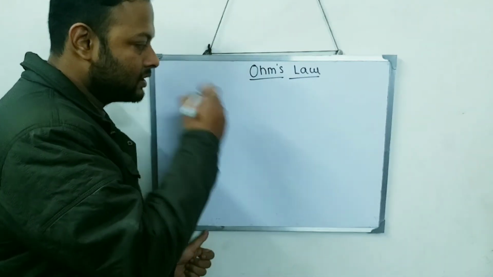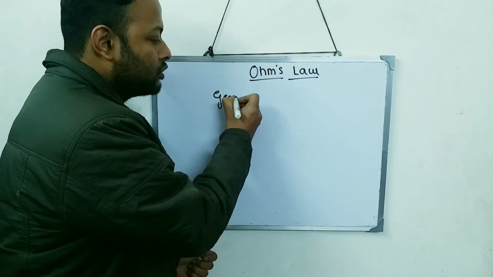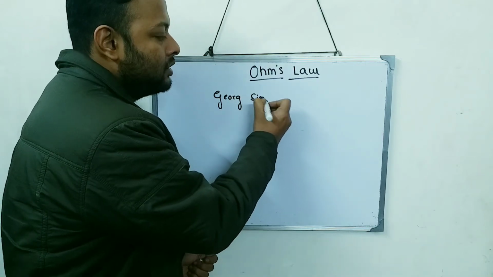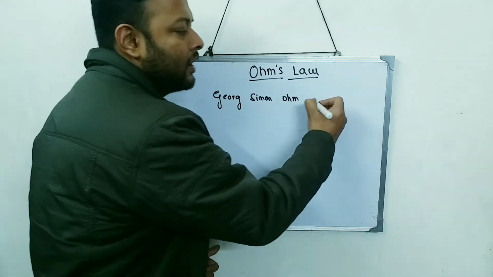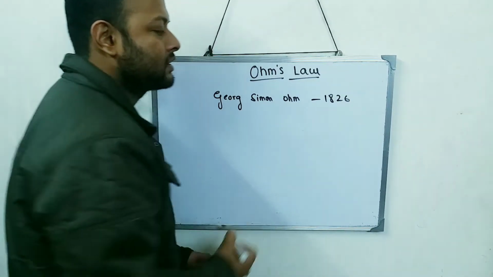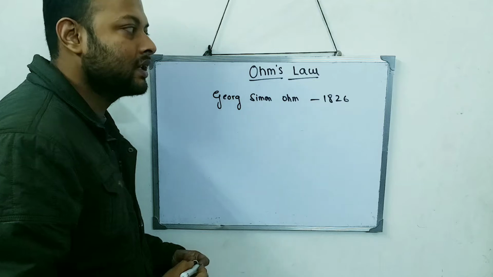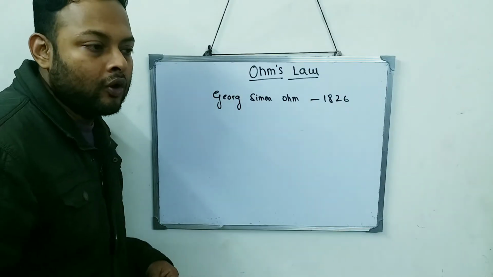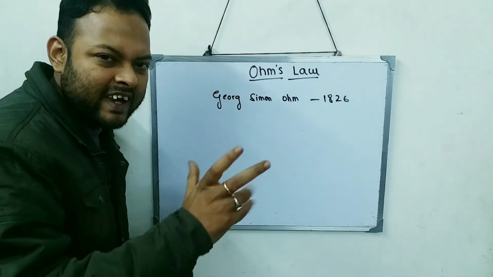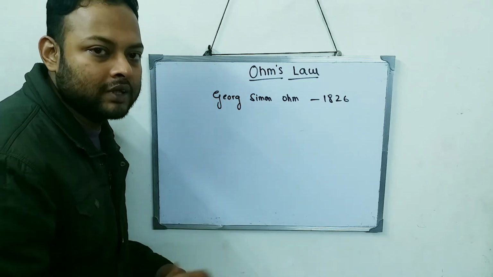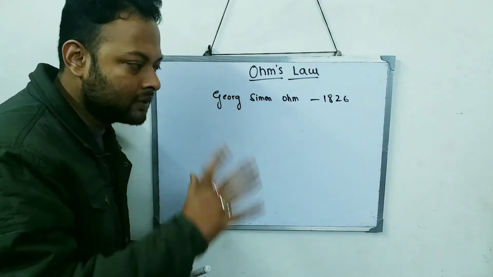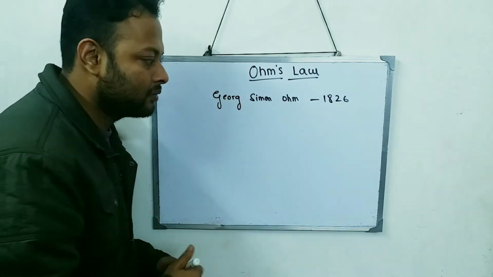So Ohm's law is a law which was discovered by a German scientist. His name was George Simon Ohm, in the year 1826. He did some experiment, and in the experiment he observed something. First let me explain what he observed.